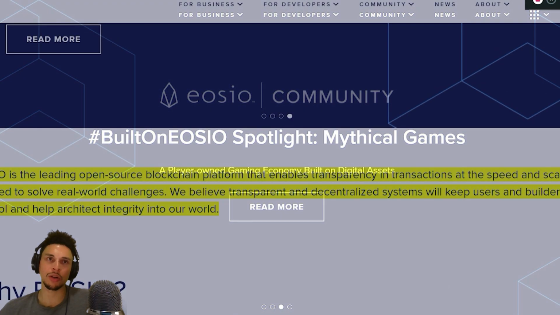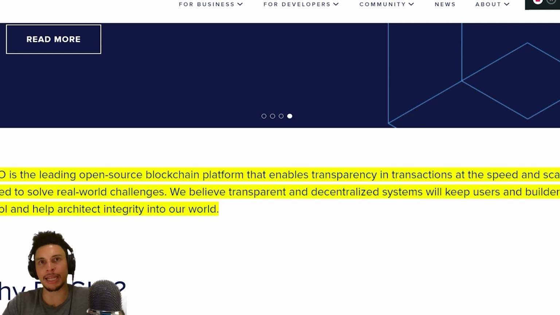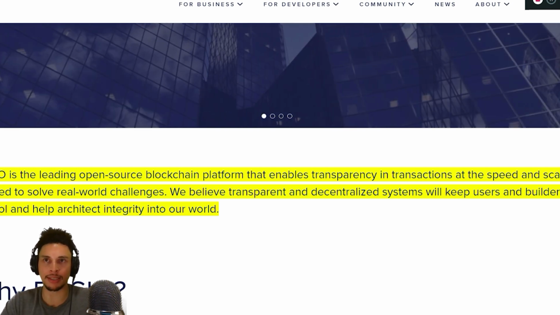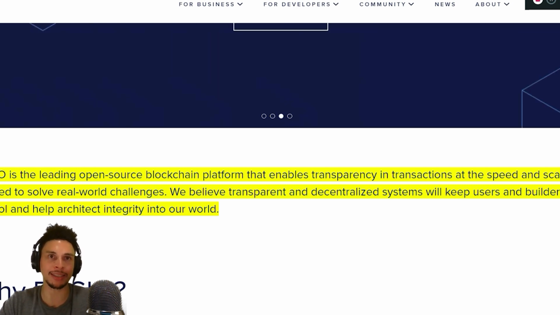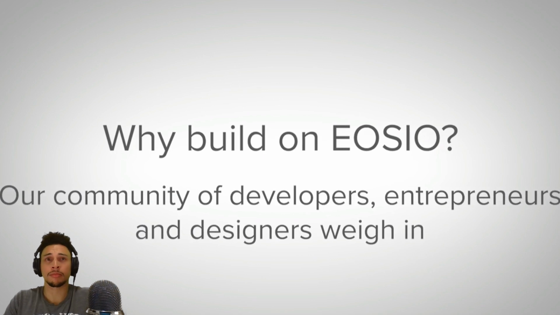See what's cooking. EOS IO is the leading open source blockchain platform that enables transparency in transactions at the speed and scale needed to solve real world challenges. We believe transparent and decentralized systems will keep users and builders in control and help architect integrity into our world.